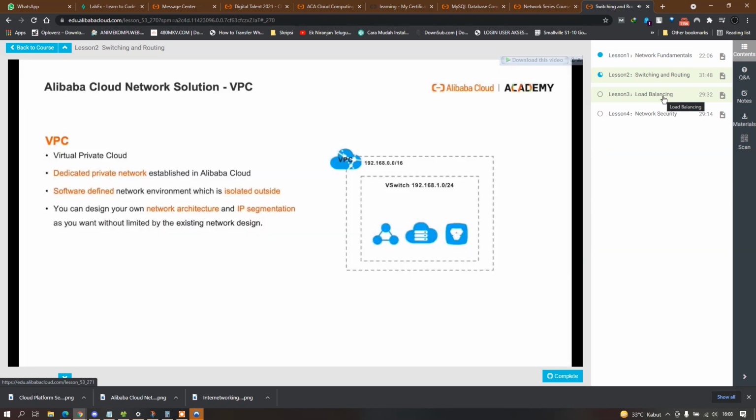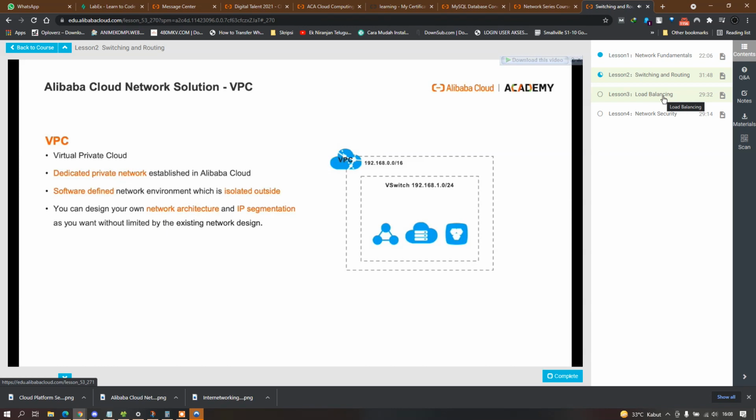Okay, so for VPC, the full name is Virtual Private Cloud, which is the dedicated private network established in Alibaba Cloud. And VPC is also a software-defined network environment, which is isolated from the outside, and also isolated between different VPCs. So this is the feature of VPC.